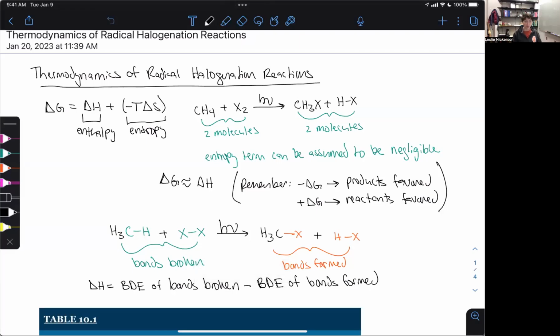Everybody, I'm going to talk a little bit about the thermodynamics of the radical halogenation reactions in this video. This is going through the couple sections in your book that talk about the thermodynamics and how these reactions are actually able to be spontaneous. So first off, we just need to remember about delta G here.